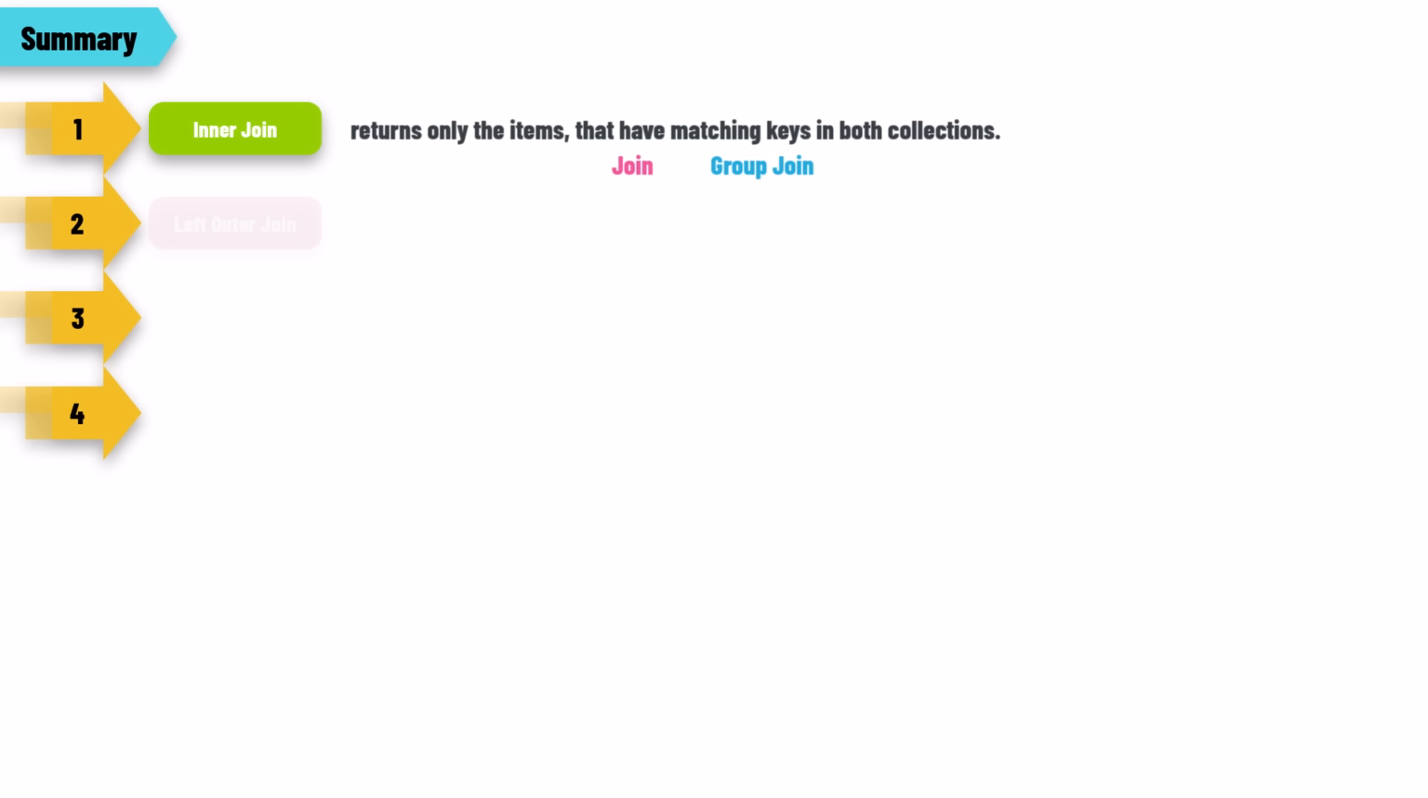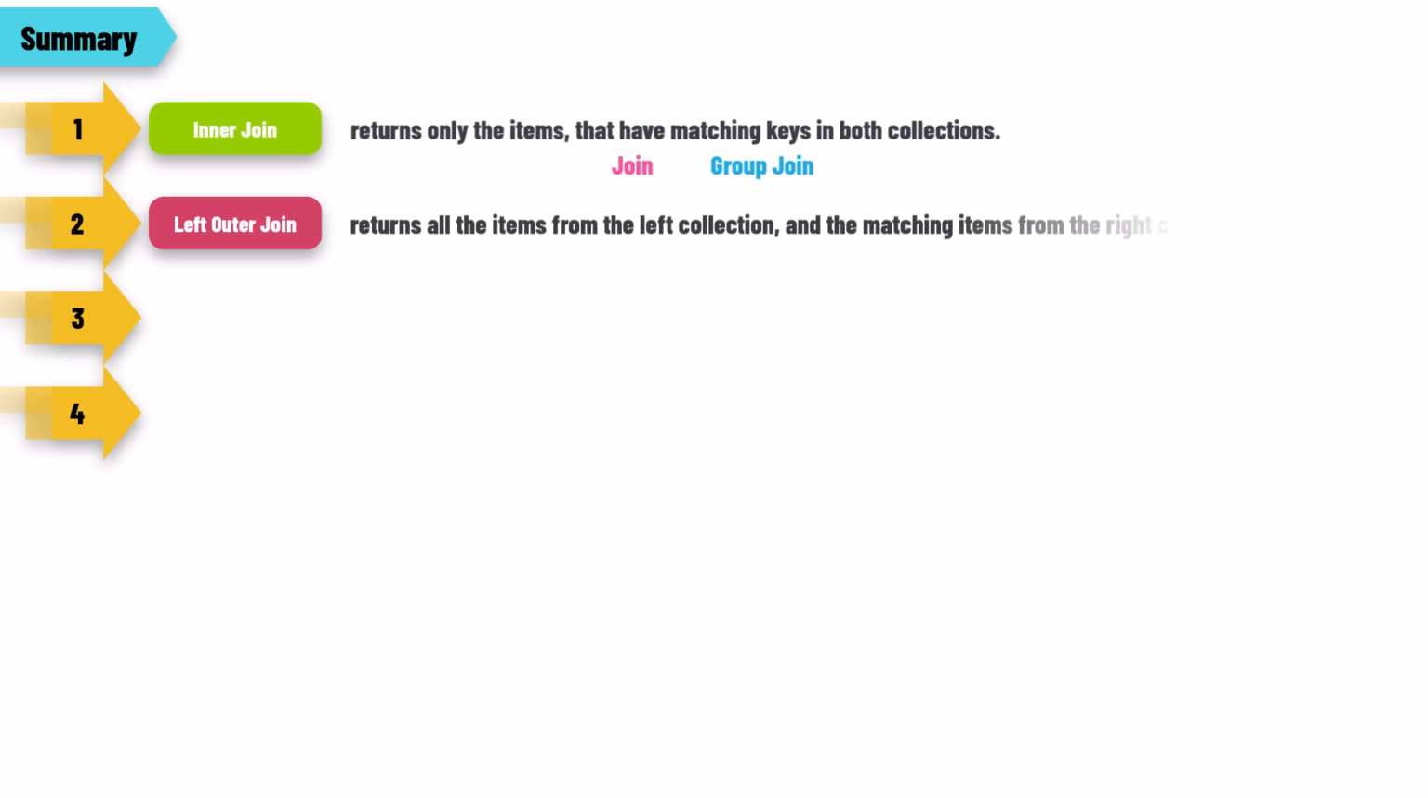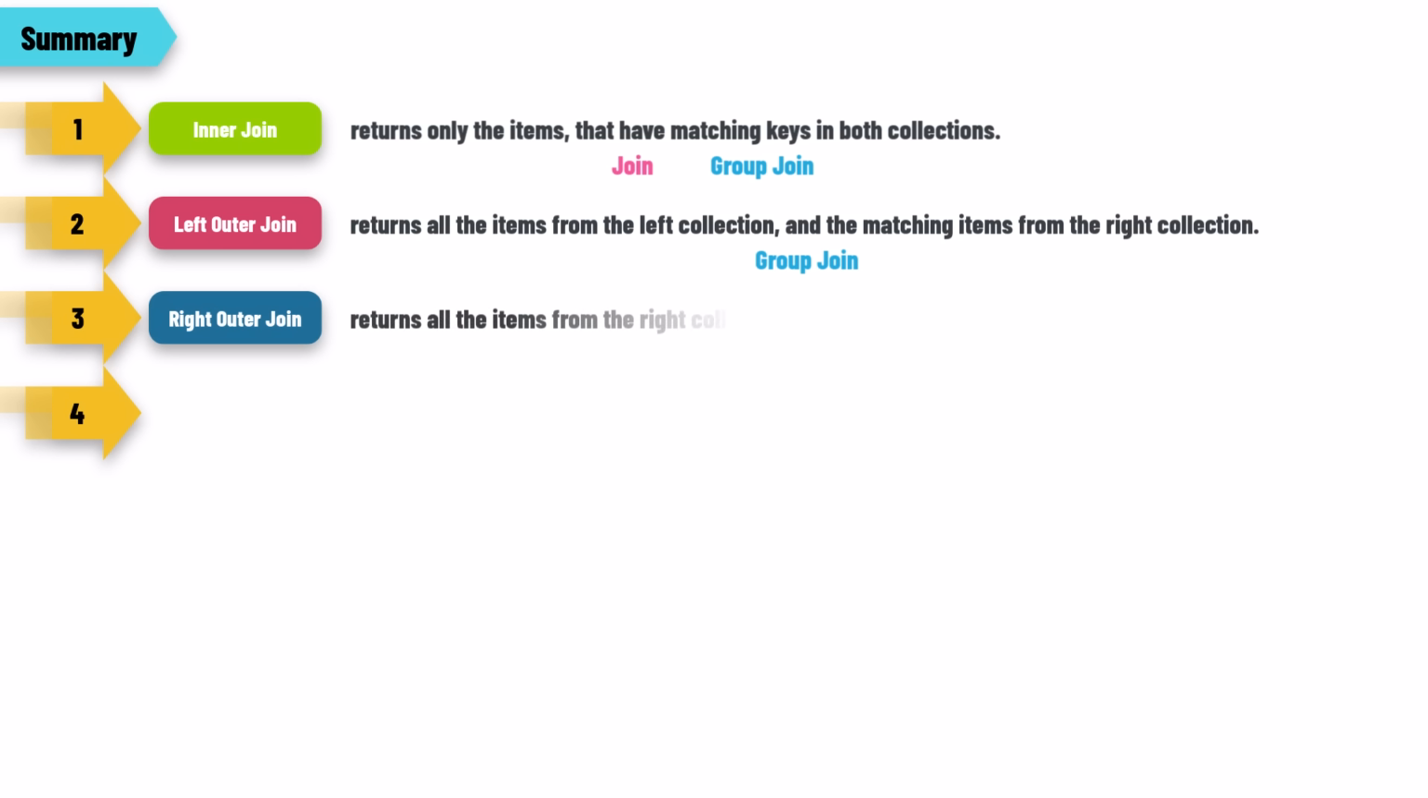The second join type is left outer join. This join type returns all the items from the left collection, and the matching items from the right collection. To implement this join type we can only use the group join clause. The third join type is right outer join. This join type returns all the items from the right collection, and the matching items from the left collection. To implement this join type we can only use the group join clause.